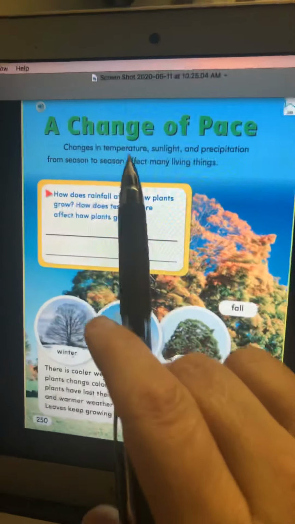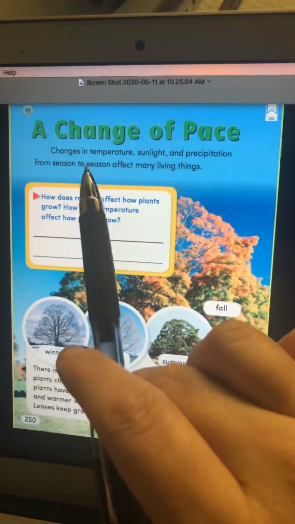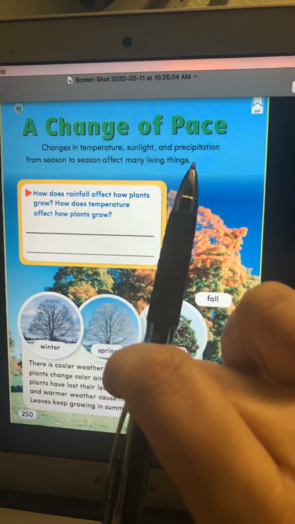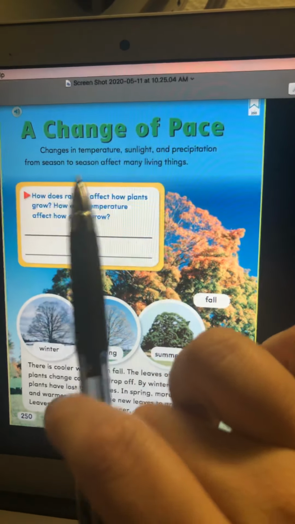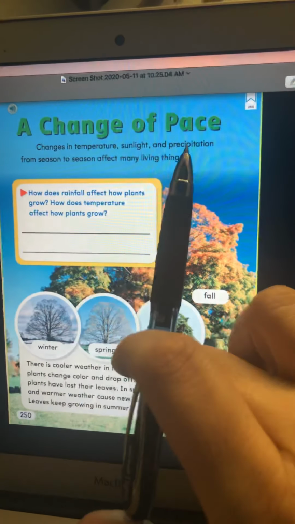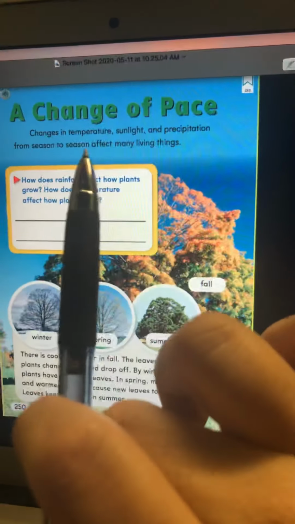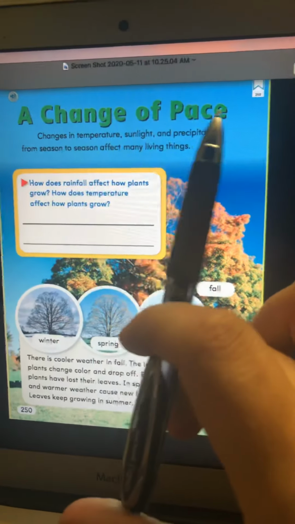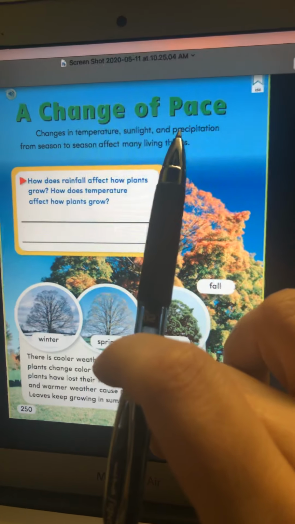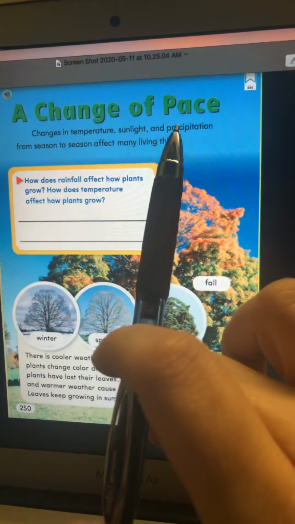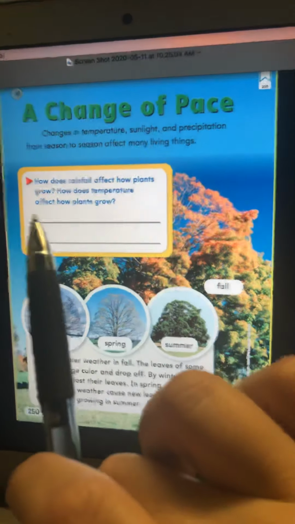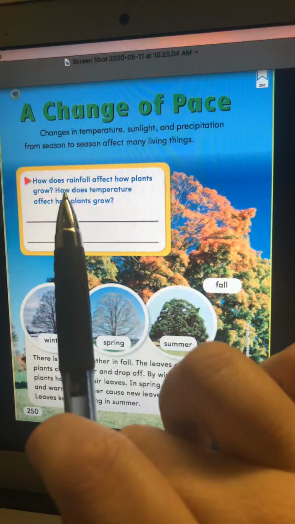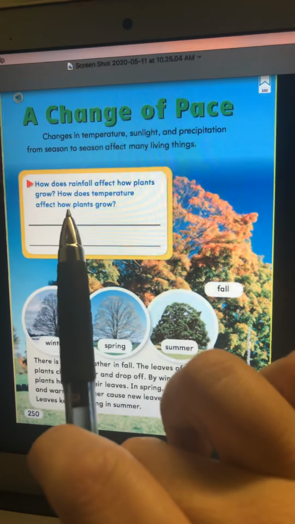So I know that this is going to talk about something changing. Changes in temperature, sunlight, and precipitation from season to season affect many things. So I know that plants need sunlight and they need water. So precipitation means rain, it means water that falls from the sky. And precipitation could be anything from rain, snow, sleet, or hail. That is precipitation. So, how does rainfall affect how plants and animals grow? That's our first question.